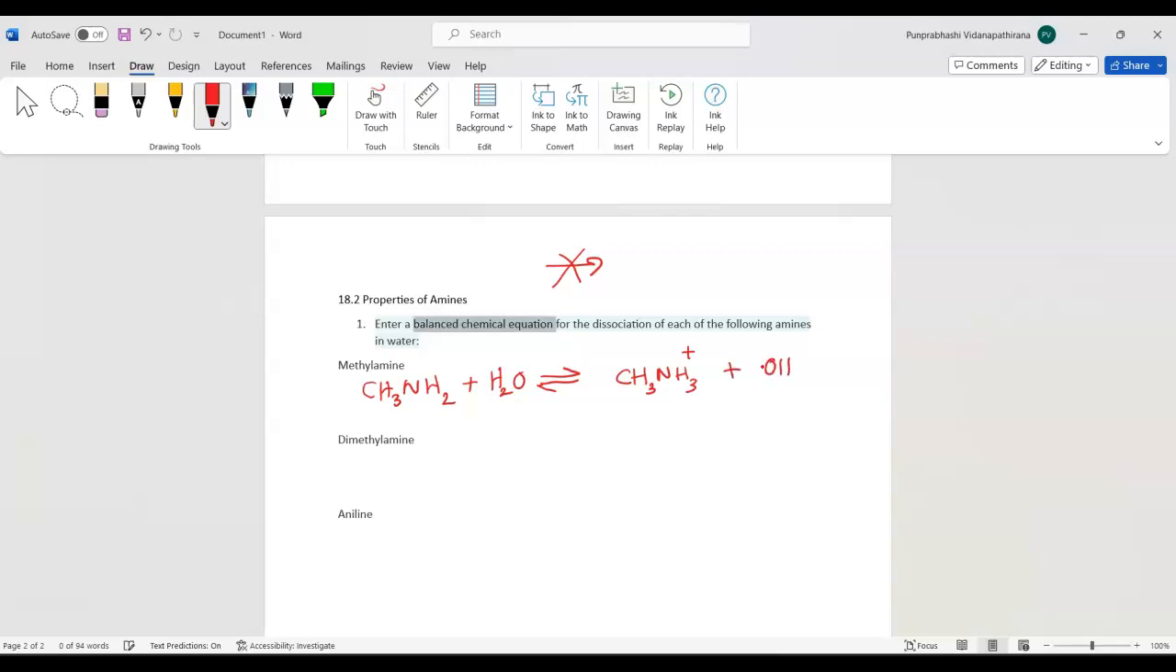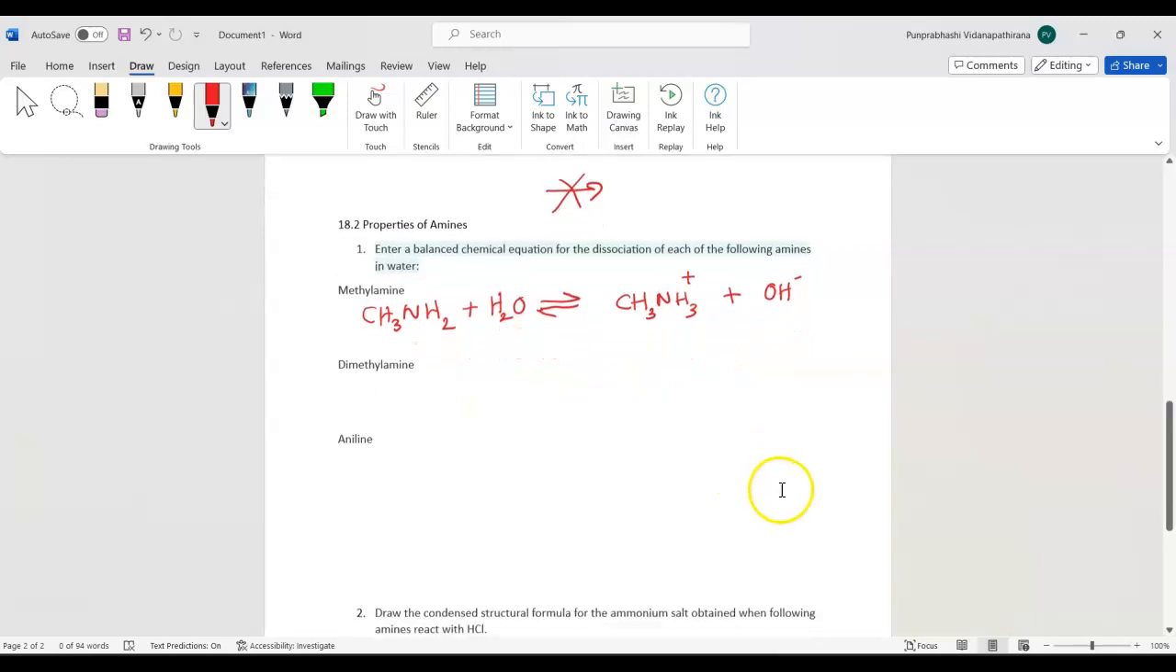and hydroxide ion. So this equation is balanced, right? You see the same number of atoms on both sides, and it's charge balanced. The net charge on the right side is 0 because there's a positive charge and a negative charge. It's charge balanced, and it's a balanced chemical equation. So this is the reaction of methylamine with water.